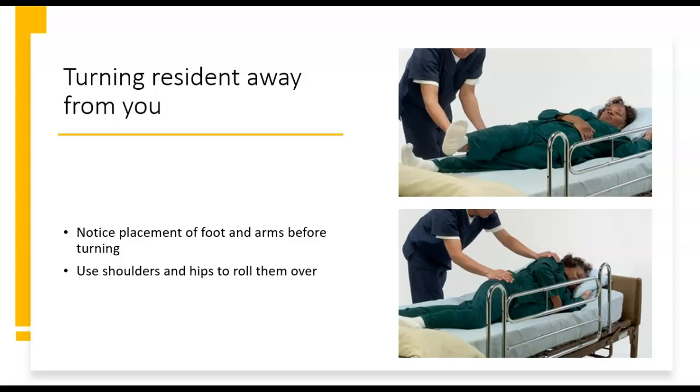Turning the resident away from you. Notice that on the top they're putting the foot across, and then when you're going to roll them, pushing on their shoulder and their hip. And you also notice there the side rail toward the way she is rolling is up. So if they're able to help you, they can use the side rail to help roll.